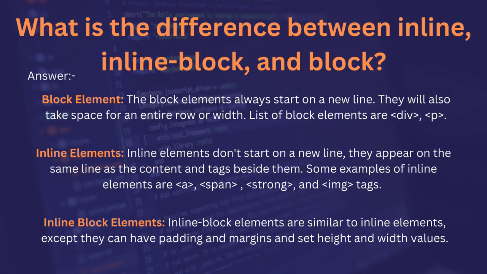The next question is what is the difference between inline, block, and inline-block elements? The block element always starts on a new line. It will also take up the space of an entire row or width. Examples of block elements are div, p tag, etc. And inline elements don't start on a new line. They appear on the same line as the content and tags beside them. Some examples of inline elements are the a tag, span tag, strong tag, and image tag.